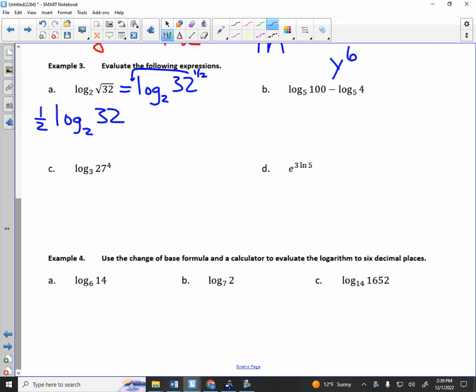32 is the same as 2 to the 5th. See, people see 32 as 2 to the 5th. So I could rewrite this as 1/2 log base 2 of 2 to the 5th. And I heard my good friend Lily say, cancel it out. Log base 2 and 2, those will cancel. Leaving you with 1/2 is not 1/2 to the 5th, it's 1/2 times 5. Which is 5 halves or 2.5. Yeah.